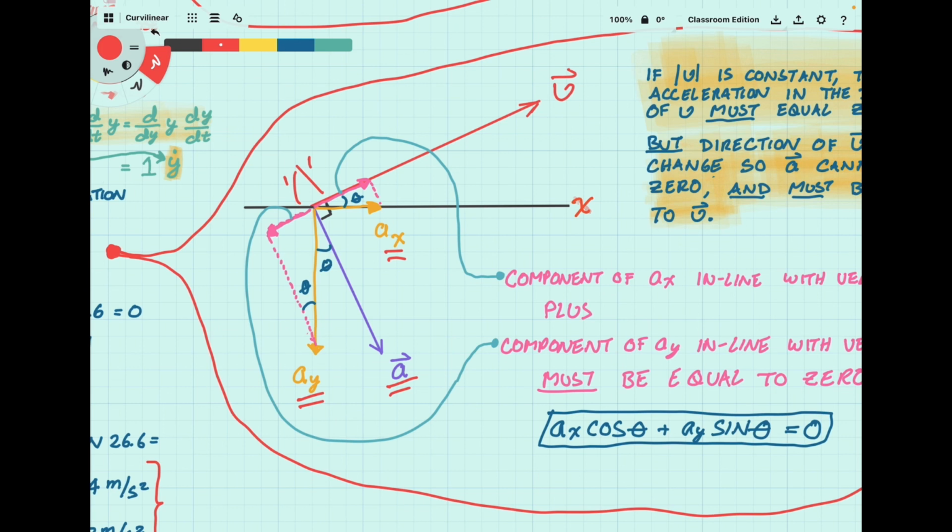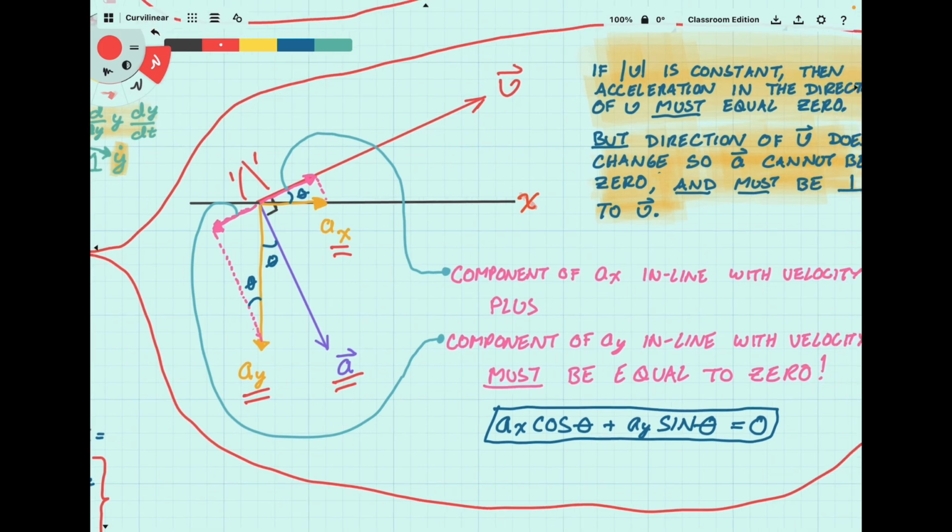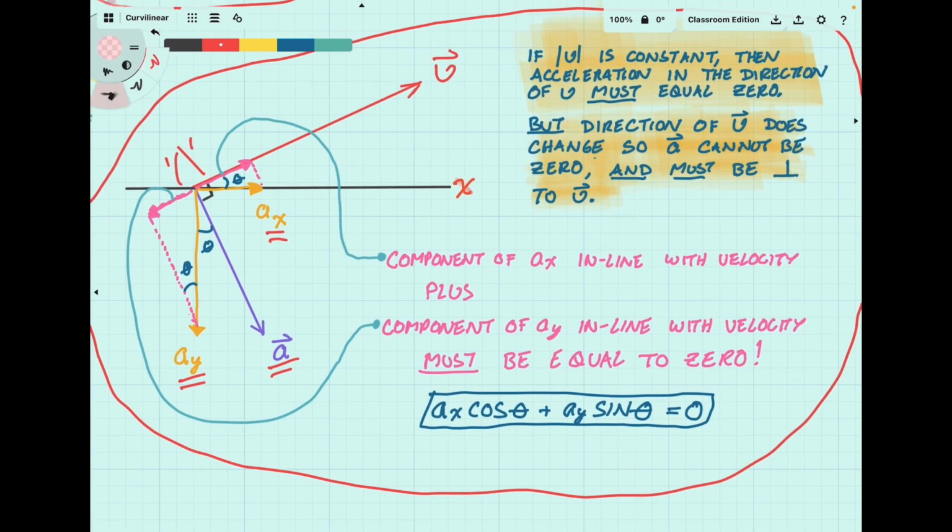Well, the magnitude of the vector component of acceleration that lies along the velocity vector has to be equal to 0. So that's what I'm writing out right here. The component of ax in line with velocity plus the component of ay in line with velocity has to be equal to 0.